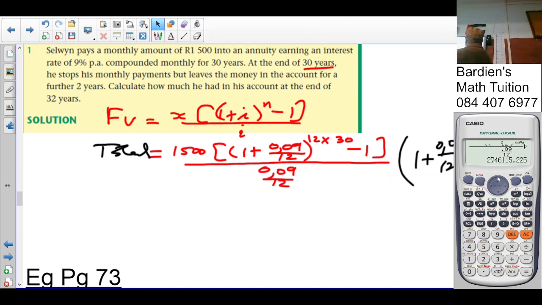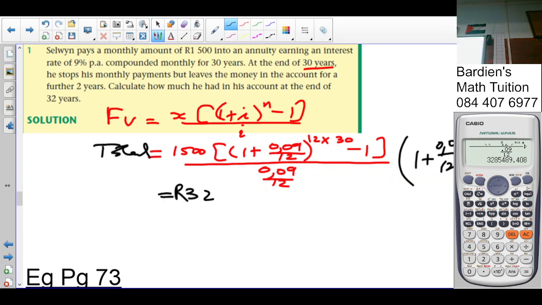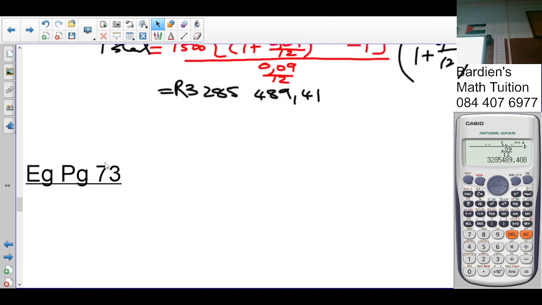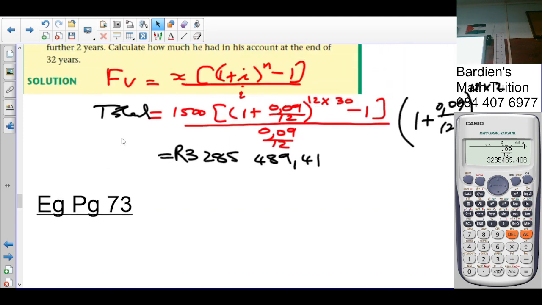So that could also have been done. So it's in brackets 1 plus 0,09 over 12 to the exponent 12 times 2. So it'll give you 3,285,489 rand. Okay. You guys understand? It's another way of doing it. Any confusion? No?